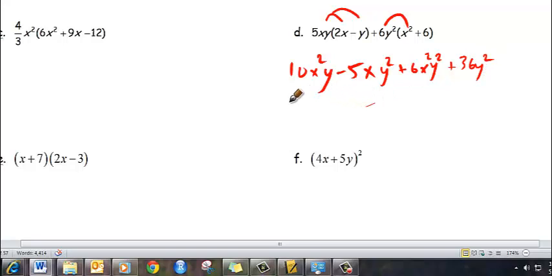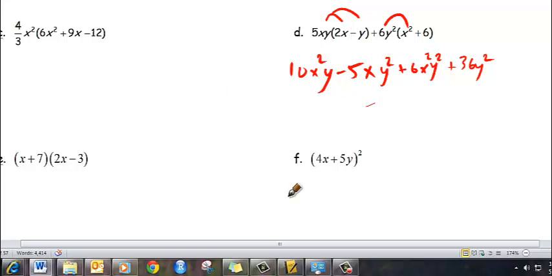Now you've got to check to see if there are any like terms. These two look very similar, but they're not exactly alike. This one's got two x's and one y. This one's got two y's and one x. So if you did have like terms somewhere, you would combine them, but if not, you leave it alone.